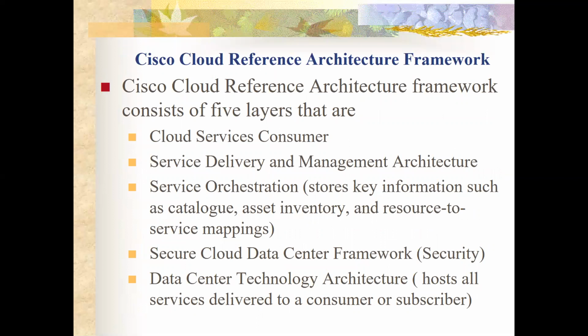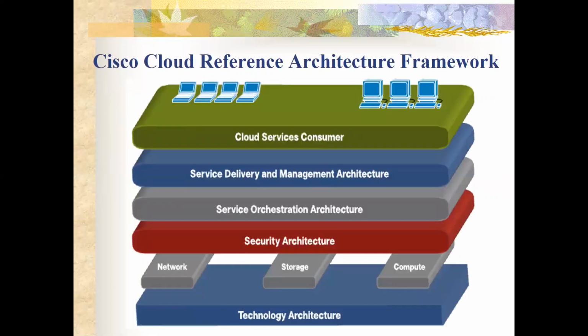For the second part, we use the Cisco cloud architecture to discuss a few security-related issues, and it also gives us the complete picture of the cloud computing architecture framework. So we look at the Cisco Cloud Reference Architecture Framework. It consists of 5 layers: cloud service consumer, service delivery and management architecture, service orchestration, security cloud data center framework, and data center technology architecture.